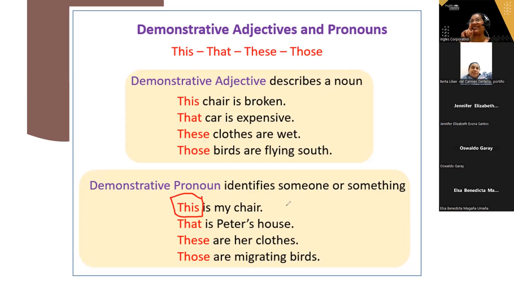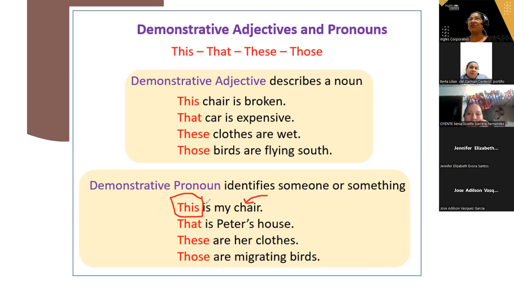No, ahorita no estamos con possessives. Okay. This, ¿a qué se refiere? An object. Chair. Yes. Quiere decir que hay varias sillas. Estamos hablando de sillas, pero yo le digo, this is my chair. Cuando yo digo this, usted ya sabe de lo que yo estoy hablando, porque lo estoy señalando. Entonces yo no le estoy diciendo this chair is my chair. No estoy repitiendo. Entonces solo digo this is my chair.